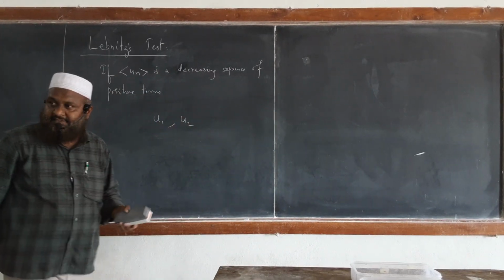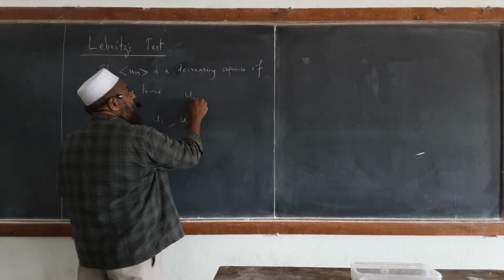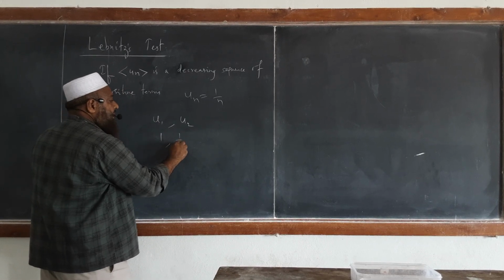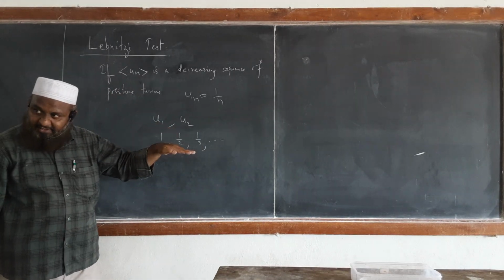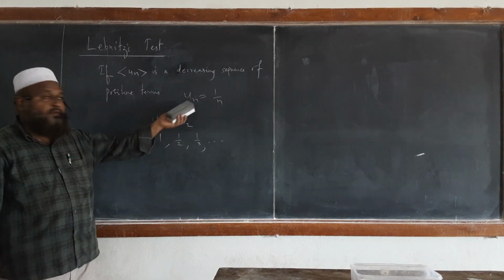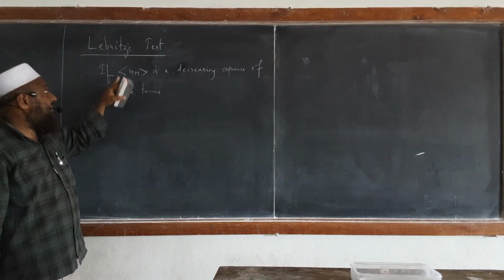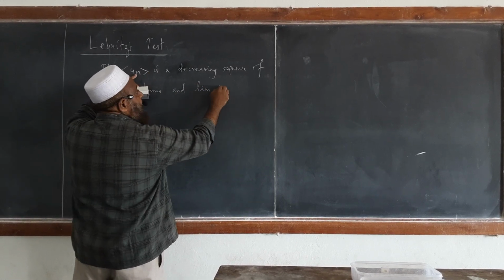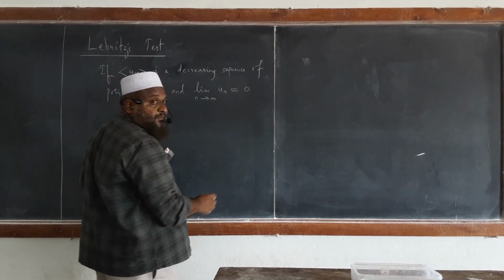Example of a decreasing sequence: un is equal to 1 by n. So what will be u1? 1. What will be u2? 1 by 2, 1 by 3, and so on. It is 1, 0.5, 0.33, 0.25. It goes down, right? So it is an example of a decreasing sequence of positive terms. No negative term should be generated in this un. And the limit of this un as n tends to infinity should be equal to 0.